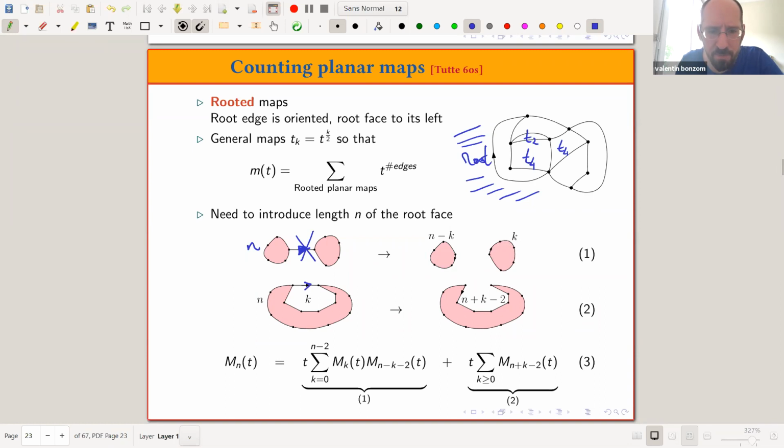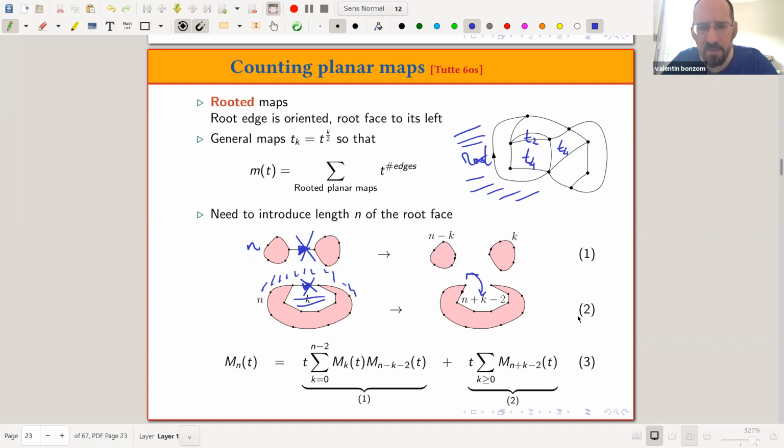The second case is when I remove the root edge, I have only one connected component, and basically it means that I had two faces on each side. So the root face here and a non-root face here. And now they are merged. It just becomes a single face. And this face has a new size, which is n plus k minus 2. So this is the second case. Now, it means that if you have a map of boundary size n, it can have two contributions coming from 1 and 2, and you can write them explicitly like this. The first term is quadratic because there are two connected components in case 1.